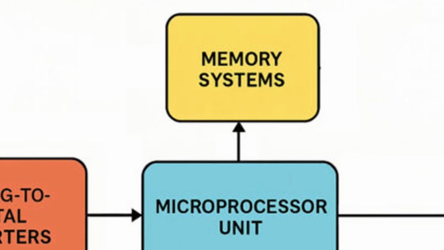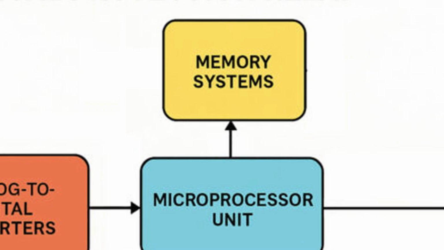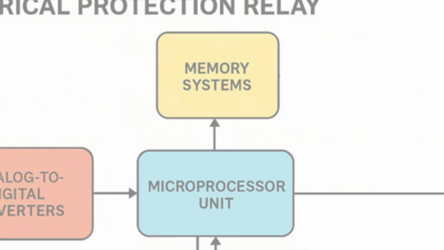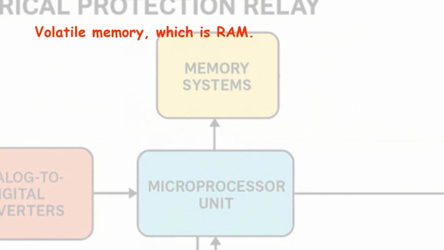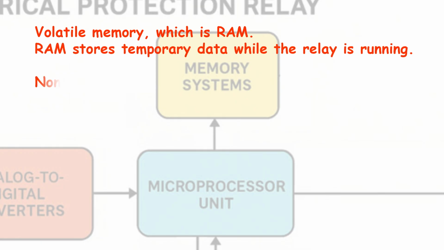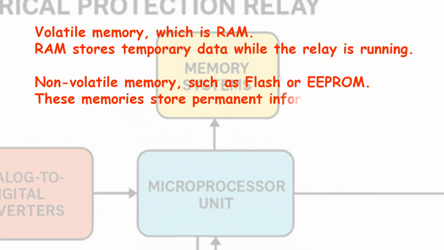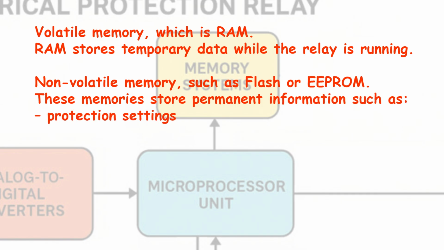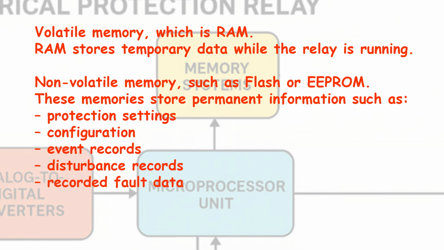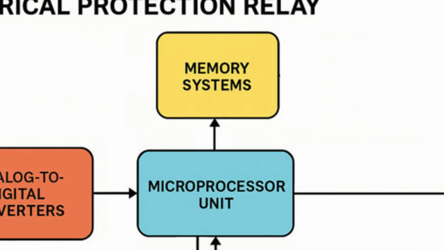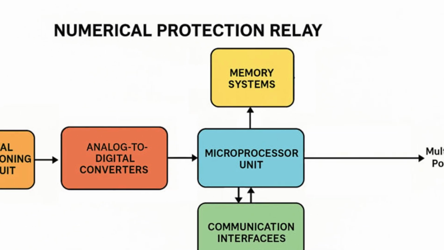This block is the memory system. A numerical relay uses two types of memory. Volatile memory, which is RAM. RAM stores temporary data while the relay is running, and non-volatile memory, such as flash or EEPROM. These memories store permanent information such as protection settings, configuration, event records, disturbance records, and recorded fault data. Even if the relay power goes off, all the stored settings remain safe in non-volatile memory.